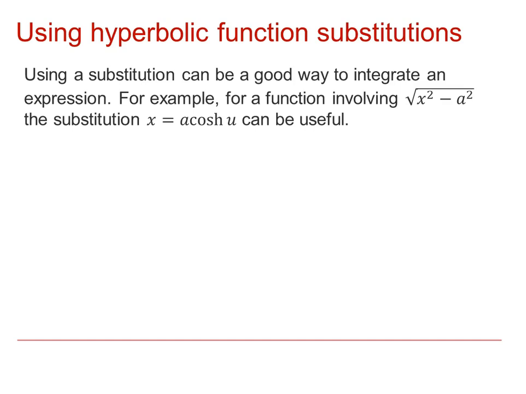So for example, something like the square root of x squared minus a squared can be found usually by using a substitution x equals a cos u. That's because when we make that substitution, we end up with cos squared u minus 1, which we can then use an identity on and produce an integral which can be found quite reasonably easily. So let's look at a specific example of this.